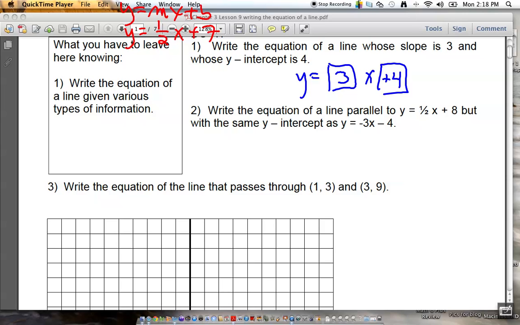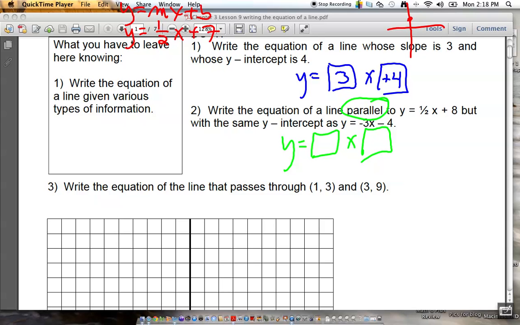Next, write the equation of a line which is parallel to this line. So, again, y equals something x something. Here's a big word, parallel. What do you remember about parallel lines and slopes? They do have the same slope. Let's give you an example.